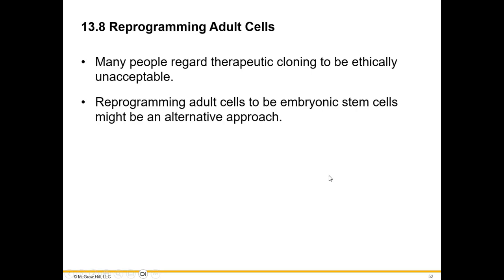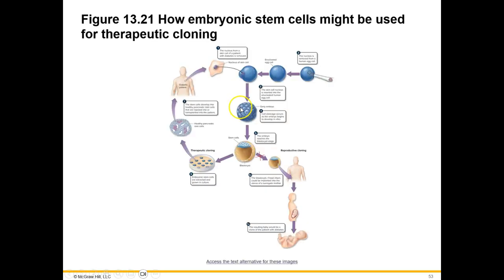Reprogramming adult cells to become embryonic stem cells is something that we're looking at as a potential alternative approach. So basically, can we take adult cells and modify them so that they will become totipotent, the way embryonic stem cells are, without having to harvest embryonic stem cells from a blastocyst? So that process looks like this.